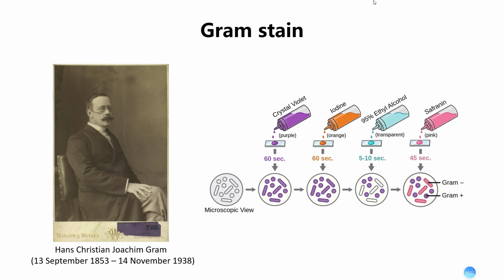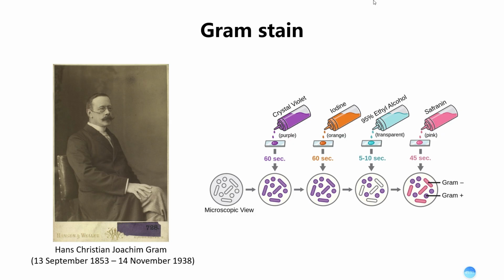The first time, you stain the cell with crystal violet, which is a purple dye. It can bind to the cell wall and also get into the cell. And then after that, you stain it with iodine. Iodine is another molecule which can fix the dye to the cell wall so that it is hard to be washed off. And the next step, we need to decolorize the staining. Usually we use ethanol, okay? Ethanol to wash the cell.